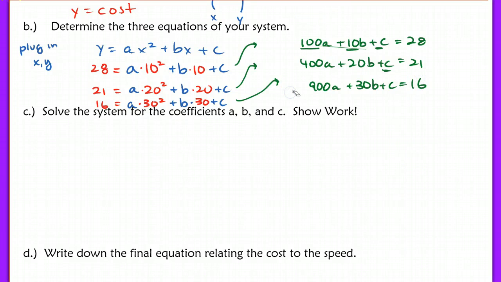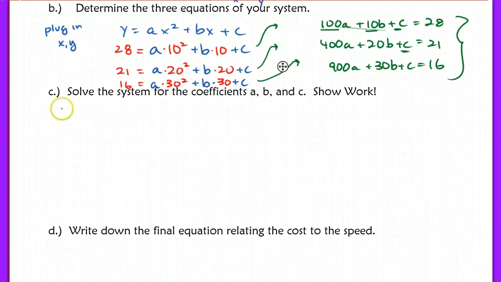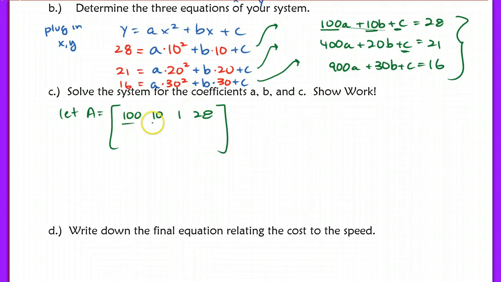Alright, so this is my matrix that I'm going to enter now into my calculator. So let's define it first. Let A equal 100, 10, 1, and 28. Now the reason why I'm using 100, 10, 1, and 28, these are the coefficients in front of the variables, and this is the constant, the 28. A lot of people confuse this and they want to write 0 in for the c, but there is a number here, it's a 1. So make sure you put a 1 out there in front of those. So the second line should be 400, 20, 1, and 21, and then 900, 30, 1, and 16.